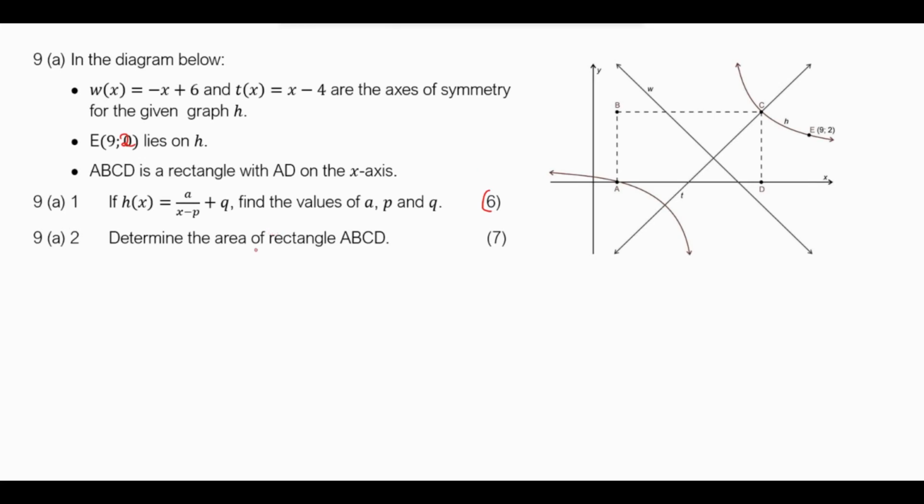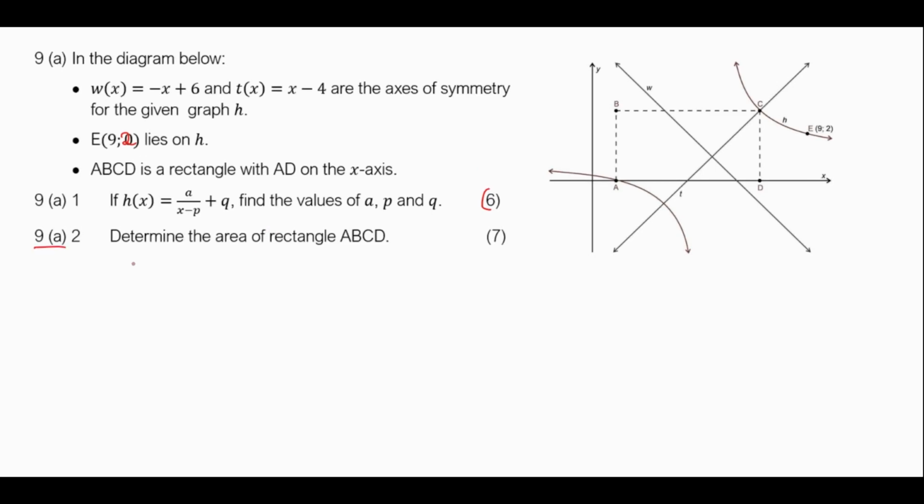Welcome back. Let's do question 982. In the diagram, w of x is equal to negative x plus 6. T of x is equal to x minus 4. These are the axes of symmetry of the graph of H. ABCD is a rectangle with AD on the x-axis. Determine the area of rectangle ABCD.